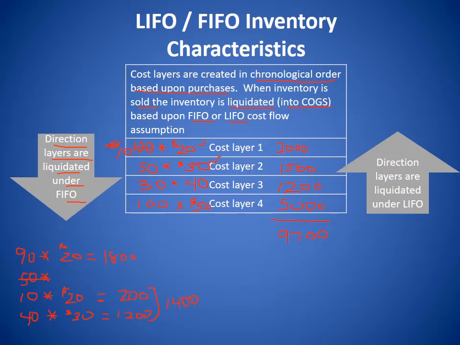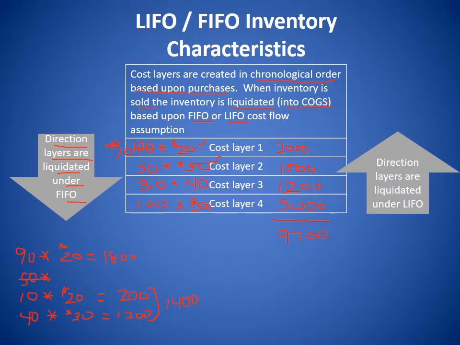FIFO and LIFO. Okay, now we talked about the fact that under FIFO, layers are liquidated on a first in, first out basis. Now let's take a look at what happens if we use LIFO. Again, let's go back with the first line assumption. All the costs are laid down in exactly the same way in LIFO as if it were FIFO.